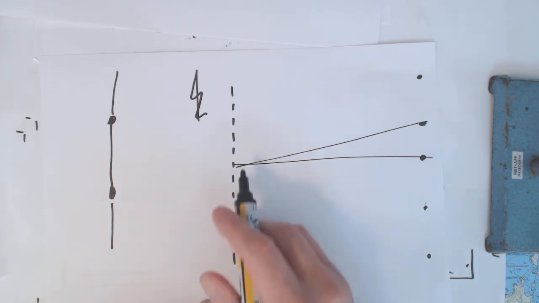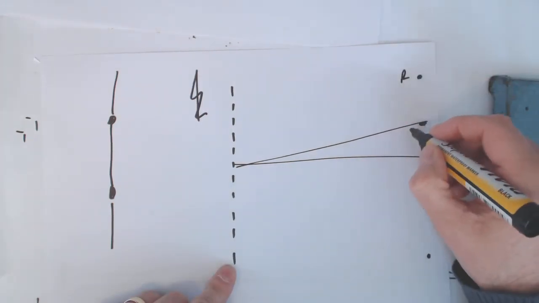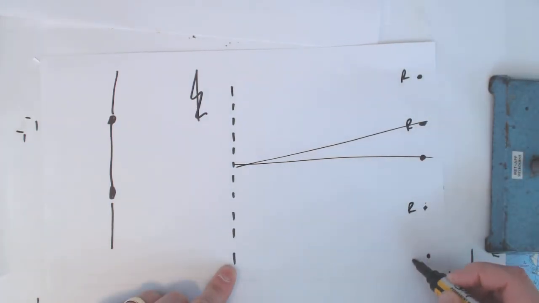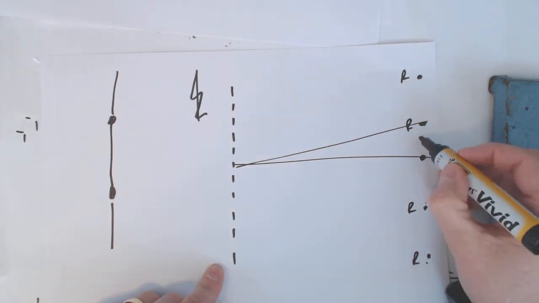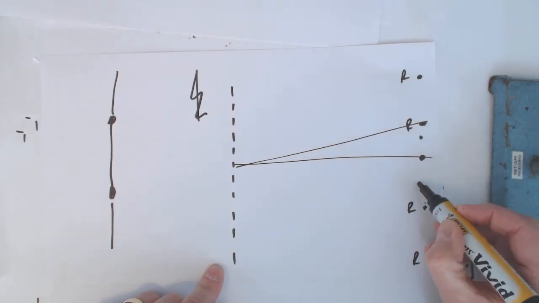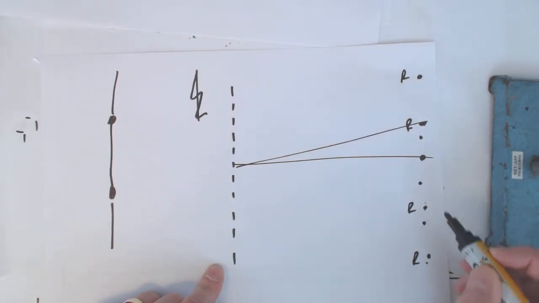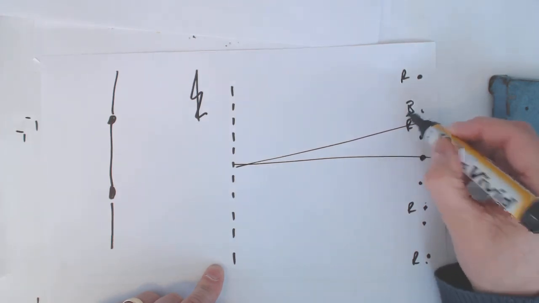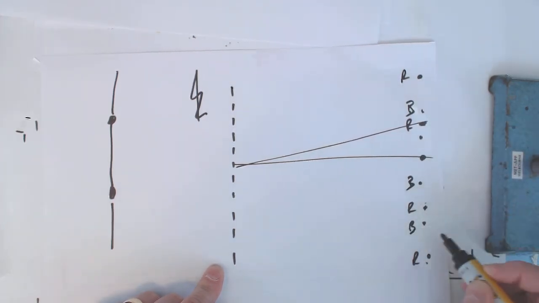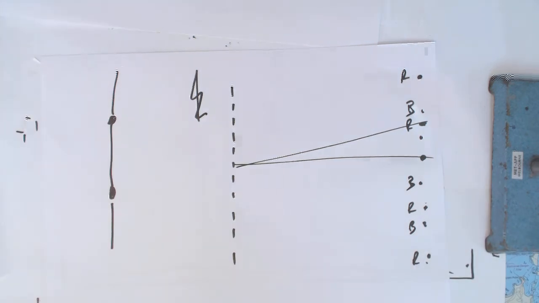If you then shone a blue laser through, if these were red ones with bigger wavelengths, if I now shone a blue laser through, I'd get a blue about there, a blue about there, then there'd be another blue about here, and these guys would be blue. That's the second order blue just coming after the first order red.